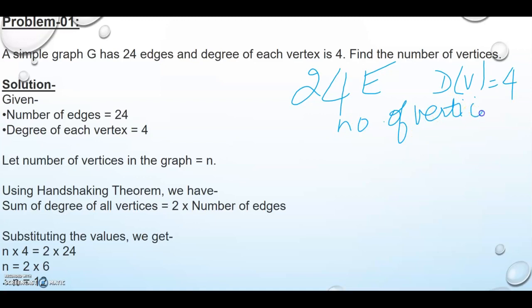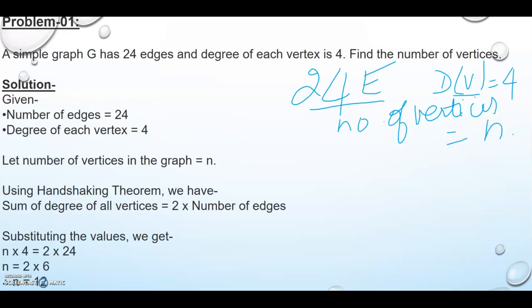See, first of all, you remember the handshaking formula. What is the handshaking theorem? It is the sum of all the degrees. How many degrees? You don't know. The number of vertices you don't know, but the number of edges you know. So I take the number of vertices as n.